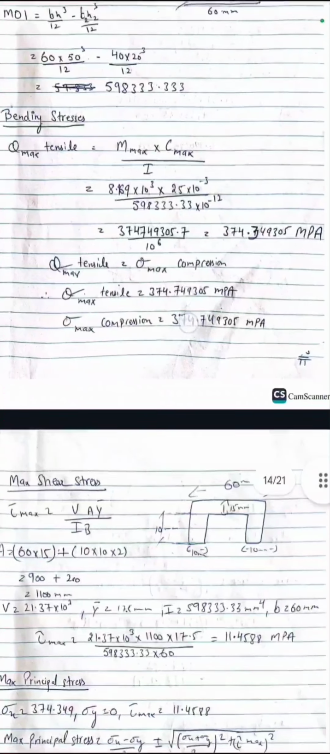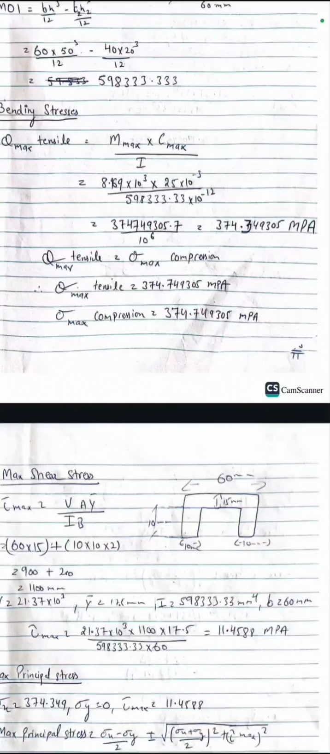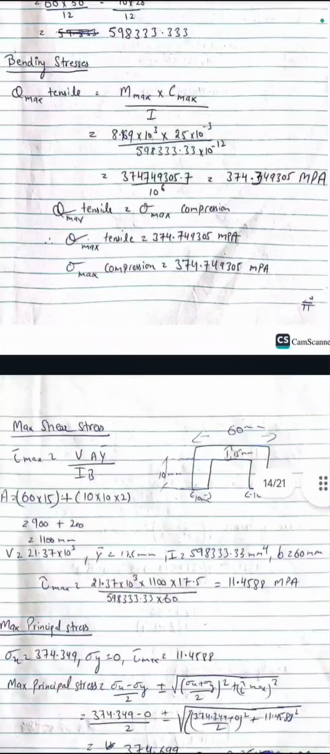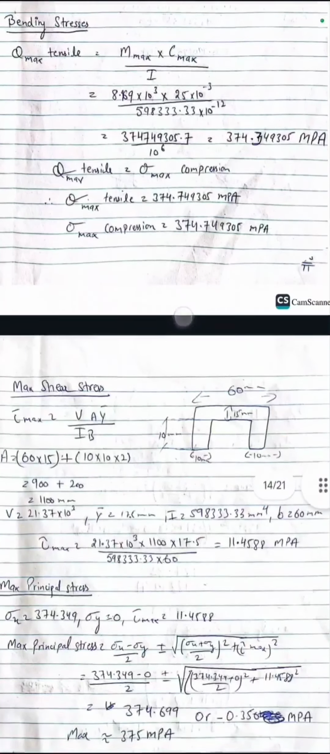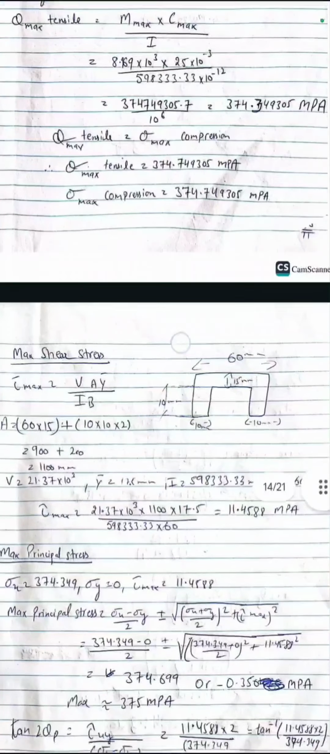And here the max that came out was 374.349 MPa. And since tensile and compression are equal, compression becomes 374.349 as well.